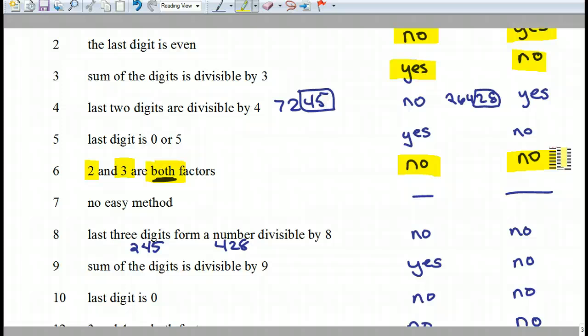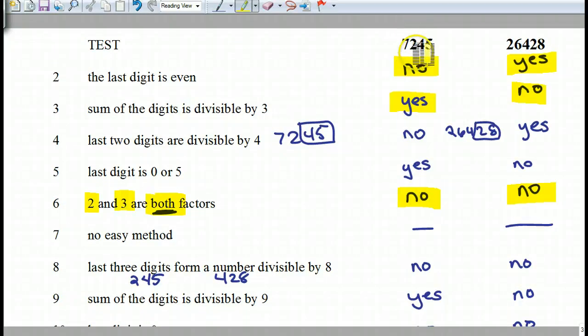All right, for the number 8, you're going to look at the last 3 digits and see if they form a number divisible by 8. Going back to the top here, we're looking at 7,245. I'm only going to take the last three digits, 245, and look at it. And same with this one, I'm only going to take 428 and look at that.